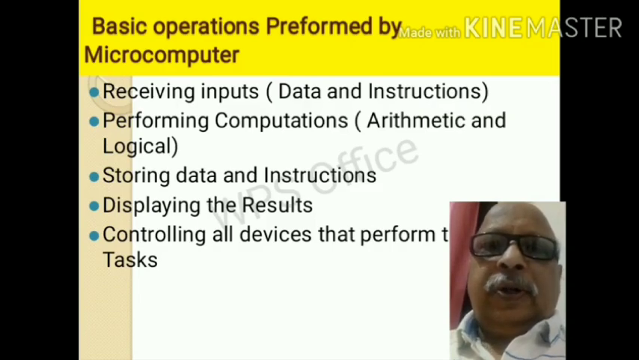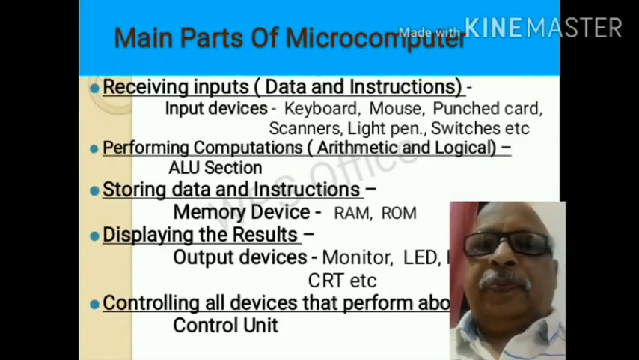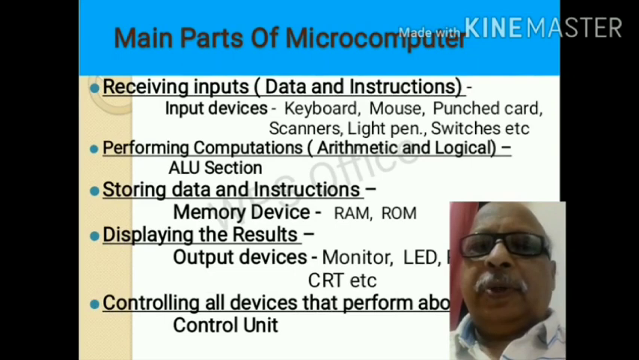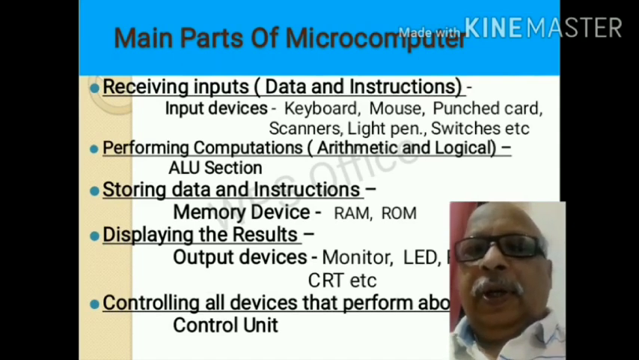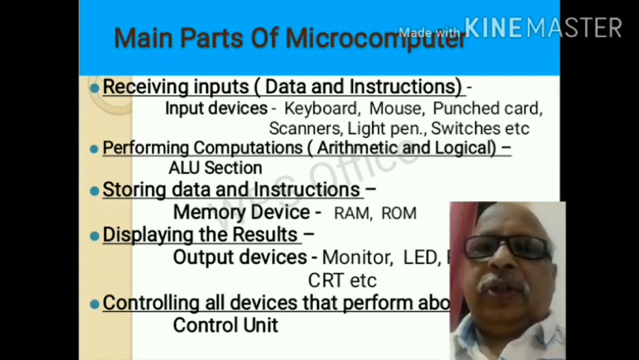First, what are the main parts of the computer? It first receives the input. Input is nothing but the data and instructions. It receives the input through the input devices. So what are the different input devices? Input devices are keyboard, mouse, punch card, scanners, light pen, switches, etc.